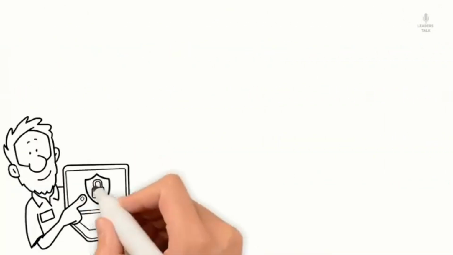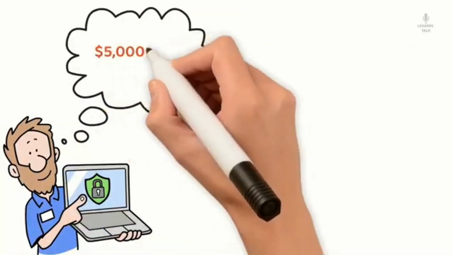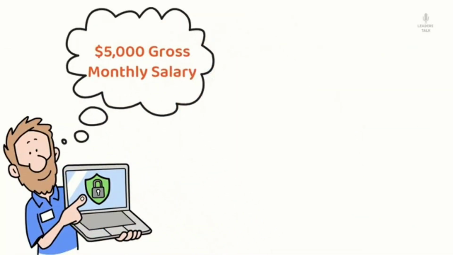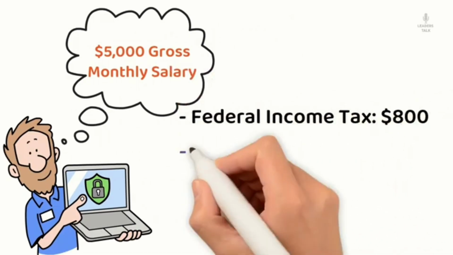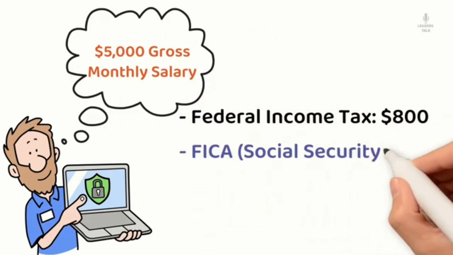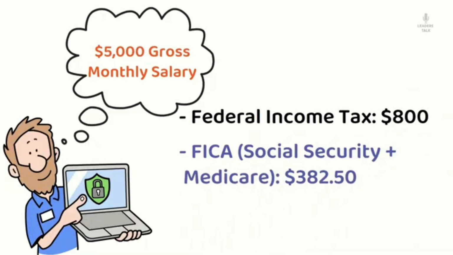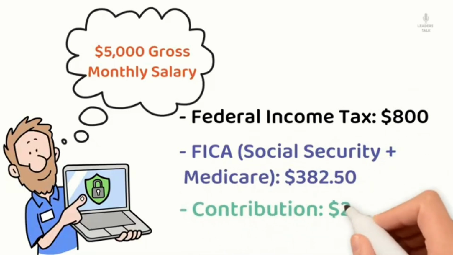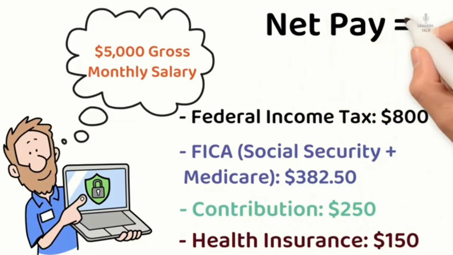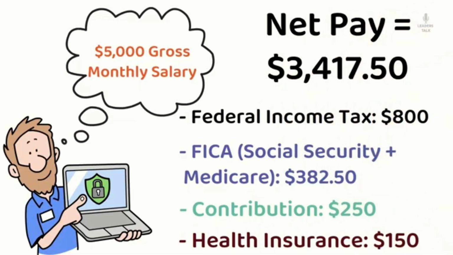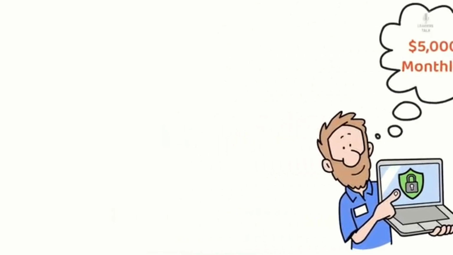For example, a software engineer in California has a $5,000 gross monthly salary. Deductions include federal income tax, $800; FICA, Social Security plus Medicare, $382.50; 401(k) contribution, $250; health insurance, $150. Net pay equals $3,417.50. Use official tax tables or built-in tools on platforms like Gusto.